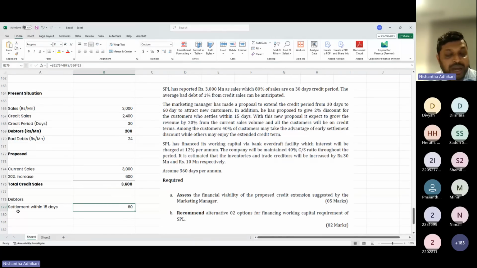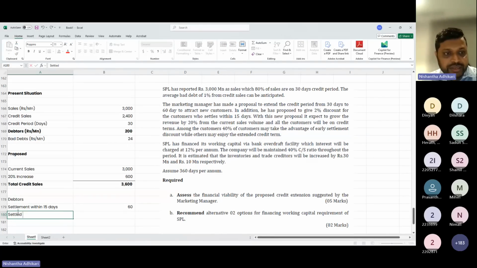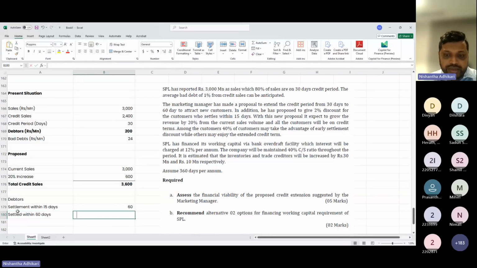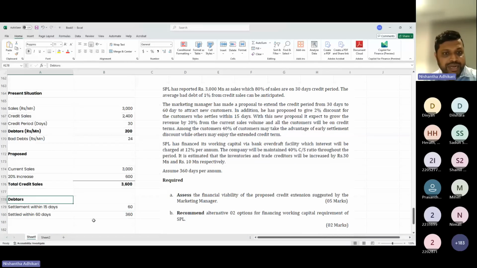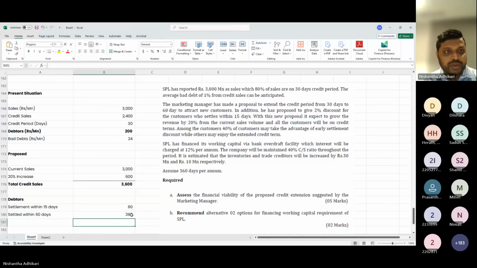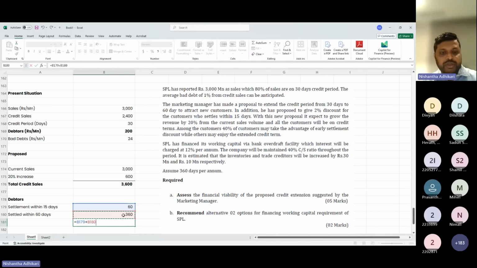Right. Then other customers will settle within 60 days. Out of this 3,600 million, 60% of debtors will settle within 60 days. This is for 360 and multiply it by 60. It becomes 360 million. Then your debtor balance will be 420 million debtors.